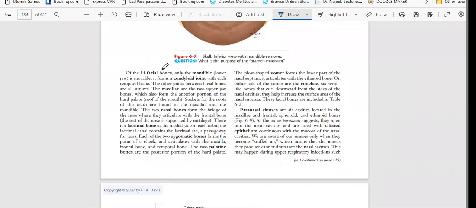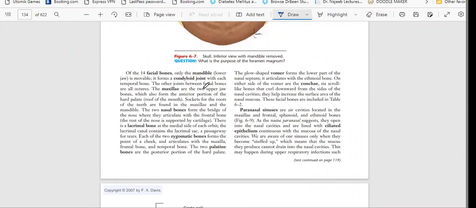Next, we have facial bones. So we completed skull bones. In the cranial bones, we have 8 bones. Frontal, 1 bone. Parietal, 2 bones. Occipital, 2 bones. Sphenoid, 2 bones. Ethmoid, 2 bones. If we calculate everything, you get 8 cranial bones. Next, we will talk about facial bones.